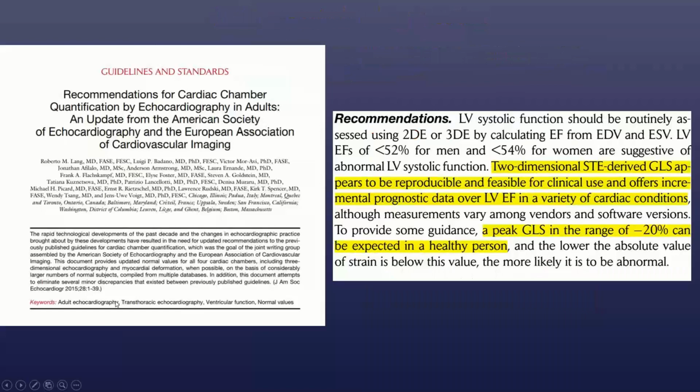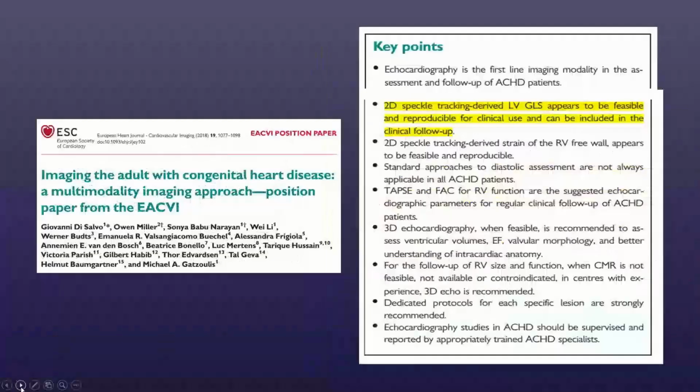In the recommendation of the American Society of Echocardiography and the European Society of Cardiovascular Imaging, global longitudinal strain is recommended. This is for the adult patient, but we can see the same recommendation also in the ECVI position paper for imaging the adult congenital patient, where 2D speckle tracking derived LVGLS is considered in the evaluation of our patient, together with 2D speckle tracking for the right ventricle.